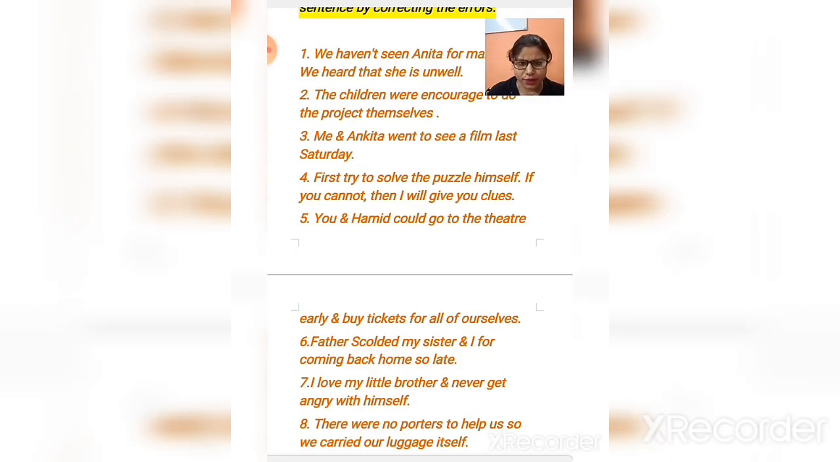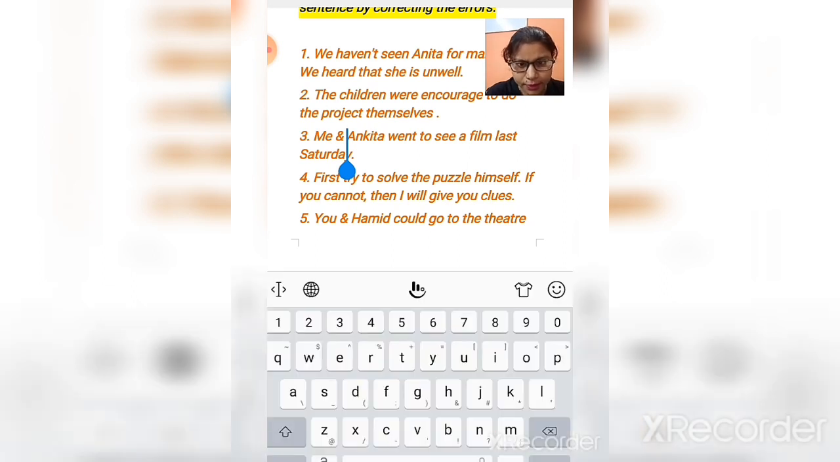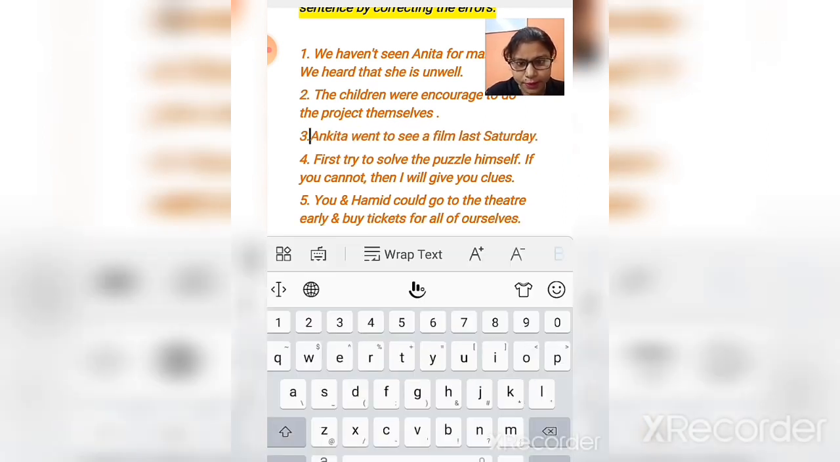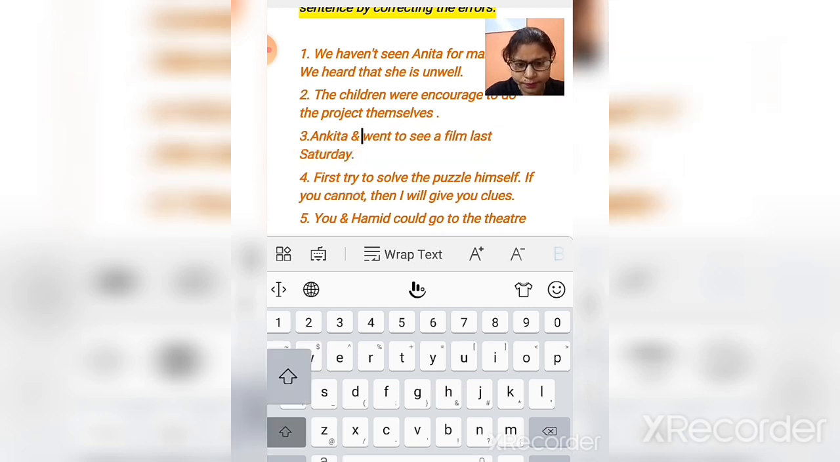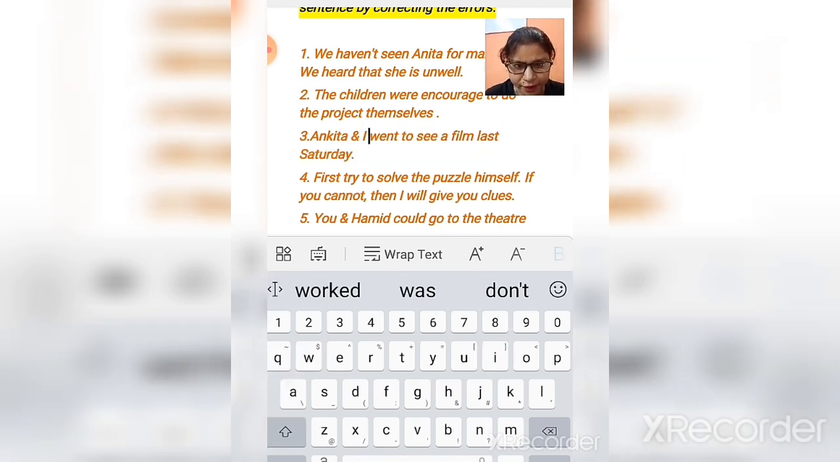Okay children, now the third question says that me and Ankita went to see a film last Saturday. Me and Ankita, so that "me" is not suitable here, so the answer will be Ankita and I. Ankita and I went to see a film last night.